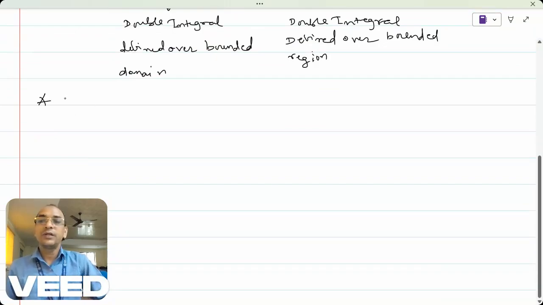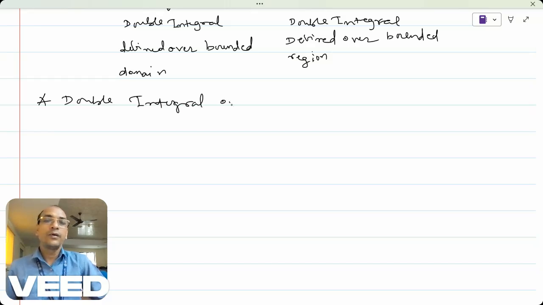So let me start with double integral over a rectangle. This bounded domain you can say a rectangle also. Why it is a rectangle I will tell you. Over a rectangle.